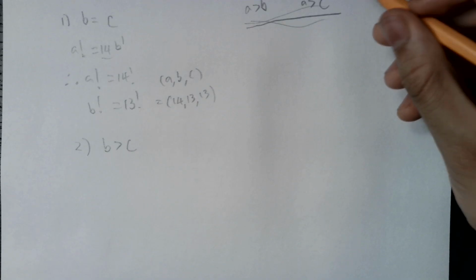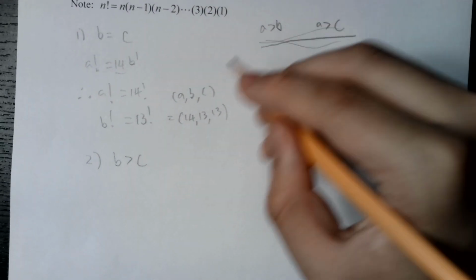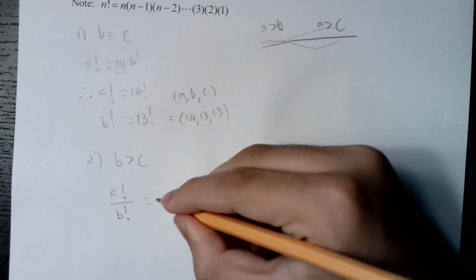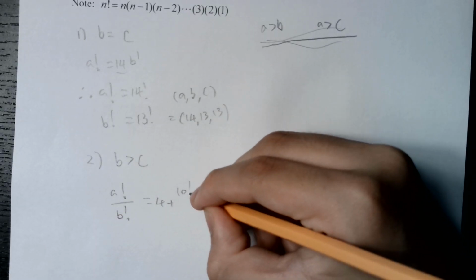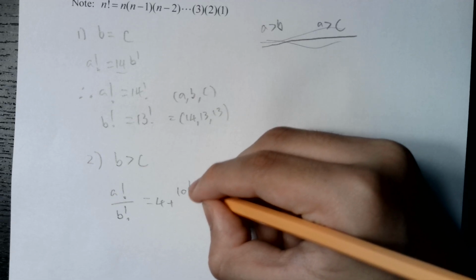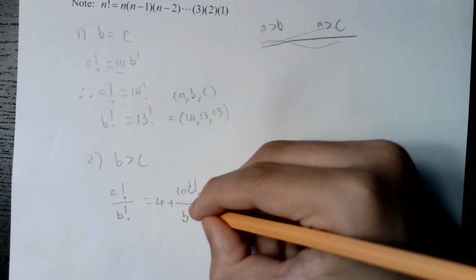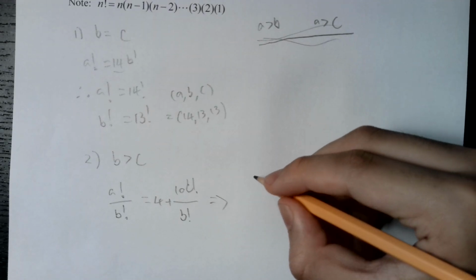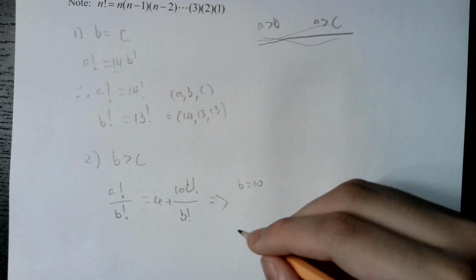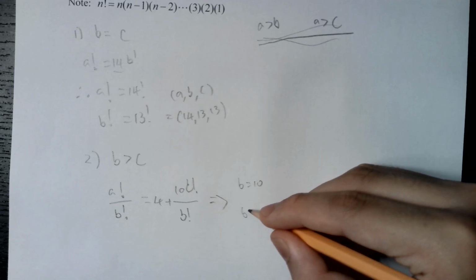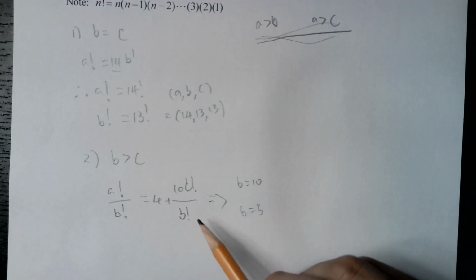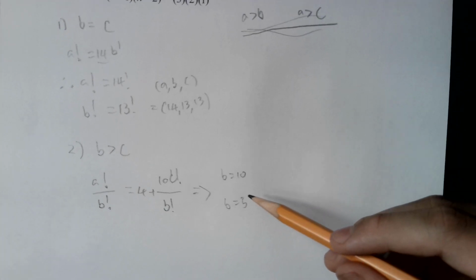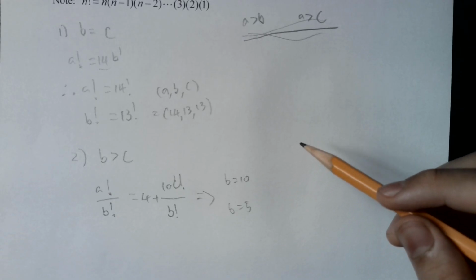Now here, let's divide a factorial up here by b factorial. So here we get a factorial divided by b factorial, which is going to be equal to 4 plus 10 times c factorial divided by b factorial. Now here we can split this into another two cases, where the first one is that b is going to be equal to 10, and the second one is that b is going to be equal to 5. This is because we can see here that b factorial is probably going to have to be a factor of 10, right? So it would have to be equal to 10 over 5, and this is because we need this to be an integer.